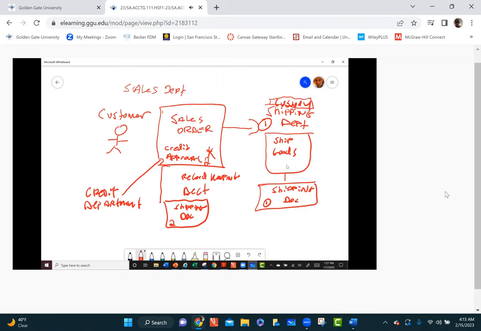And sometimes the accounting department may also look at the credit approval. Well, they'll see the credit approvals on there, but there could be a separate credit approval that they might get to look at. But from those documents, they will now prepare an invoice.